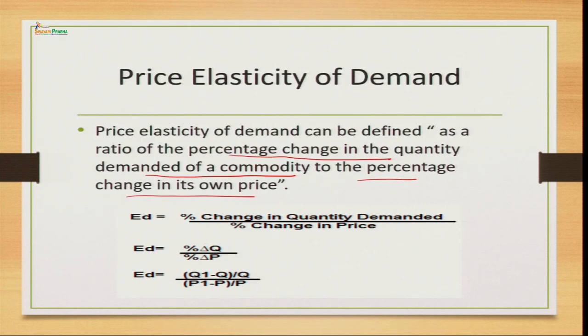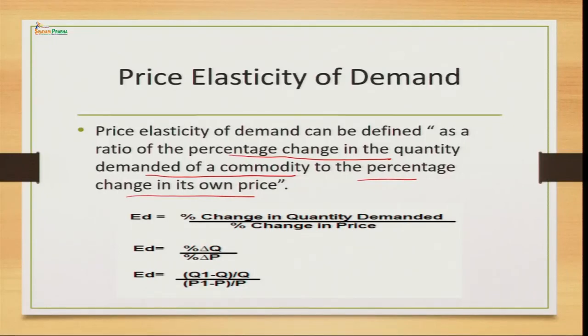If you are talking about a commodity X, then what change has taken place in the demand of commodity X because of change in the price of commodity X. So this is how we write this formula to calculate the price elasticity: percentage change in the quantity demanded upon percentage change in price. Another way of writing this formula is delta Q upon delta P. And another way you can write is Q1 minus Q, where the new quantity is Q1 and the older quantity which was demanded at the old price was Q. That means the difference between the two divided by the old quantity, and then new price minus the old price divided by the old price. So this is how we use this formula to calculate the change taken place in the quantity demanded due to the change in the price.